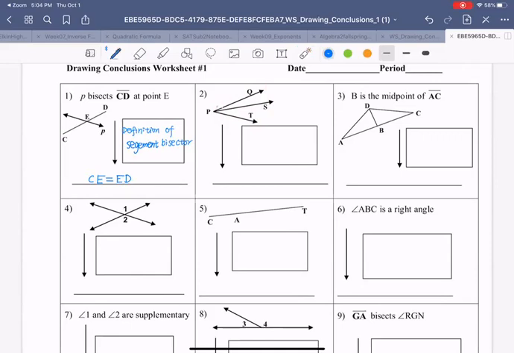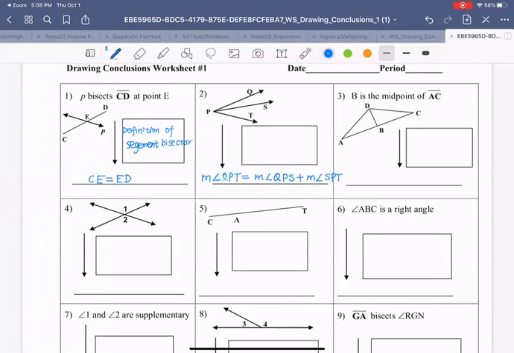The measure of QPT, good, equals the measure of who? Is equal to the measure of angle QPS plus the measure of SPT. SPT. Okay.